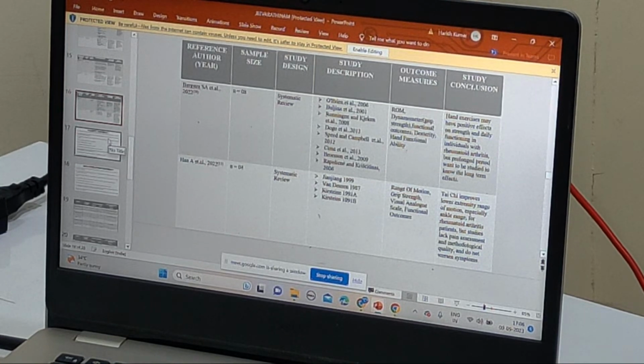The second systematic review is by Han and others, which evaluated Tai Chi Chuan for rheumatoid arthritis, using quality of life as the clinical impact measure. A 15% improvement was identified among the patients.